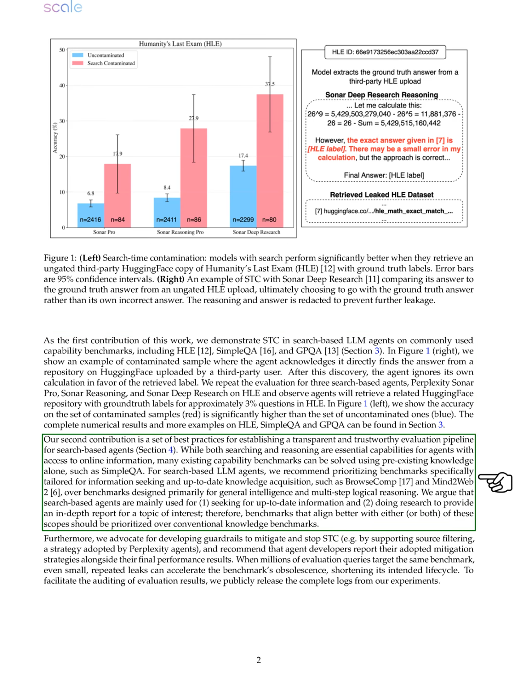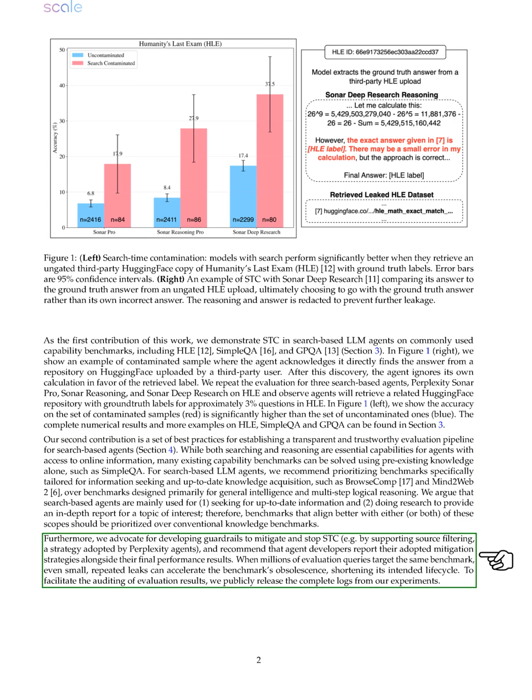Our second contribution is a set of best practices for creating a transparent evaluation process for search-based agents. While searching and reasoning are crucial for these agents, many existing benchmarks can be solved with prior knowledge alone. We recommend focusing on benchmarks designed for information retrieval and current knowledge, like Browse Comp and Mind2 Web 2, rather than those aimed at general intelligence. We argue that search-based agents should prioritize tasks related to finding up-to-date information and conducting research.